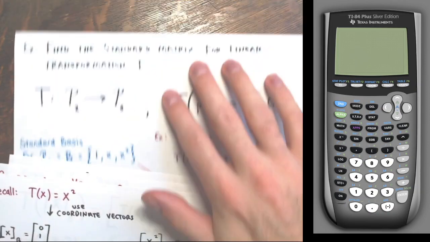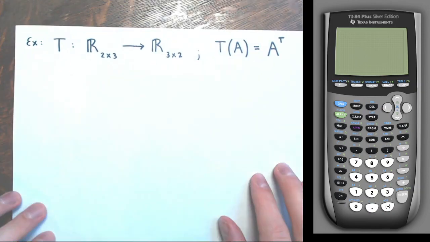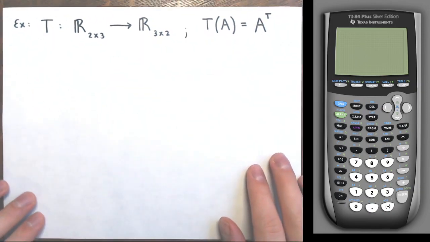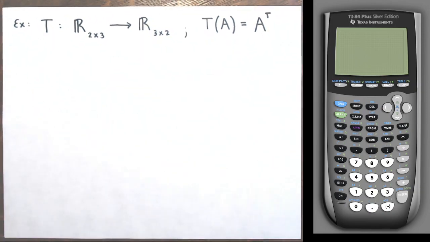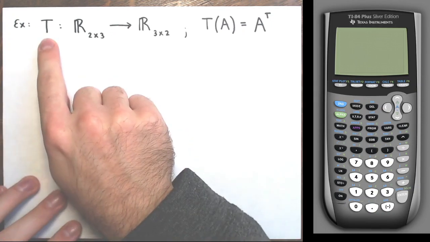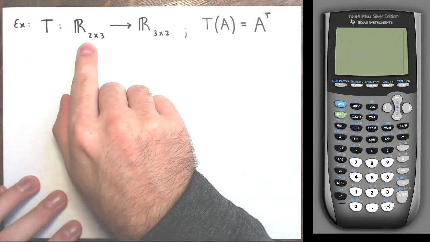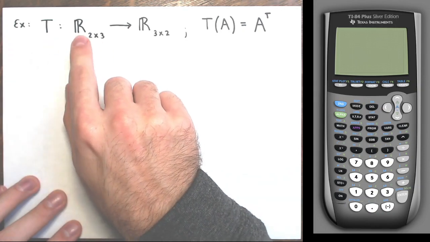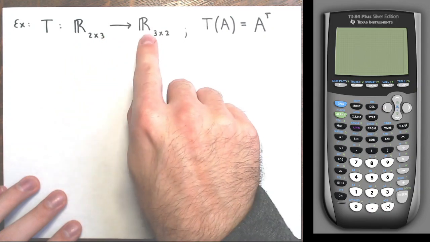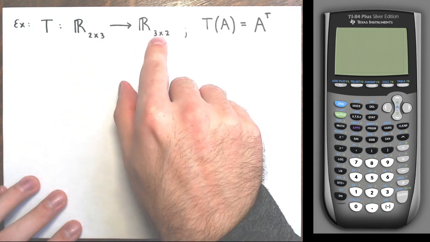I've got a few. All right, so this time, again, I'm told, and you can verify this yourself, this is a linear transformation. It satisfies the additivity property and the homogeneity property. So here, T is a transformation from the set of 2 by 3 matrices with real entries to the set of 3 by 2 matrices with real entries.